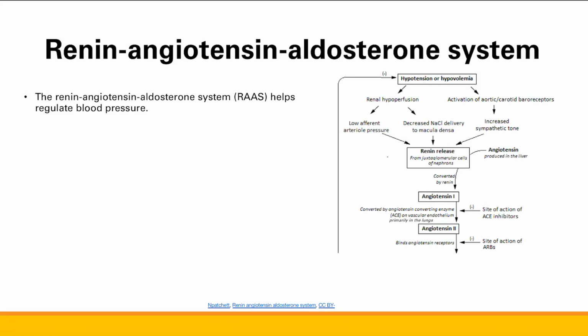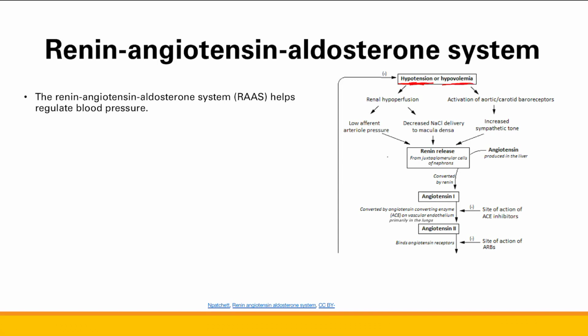So this is the Renin-Angiotensin-Aldosterone System. We call it the RAAS. It's super high yield for kidney physiology, so be sure to know this. The whole function of this is to regulate blood pressure. Specifically, it's to increase blood pressure when you have decreased blood pressure. So the trigger then is either hypotension or hypovolemia.